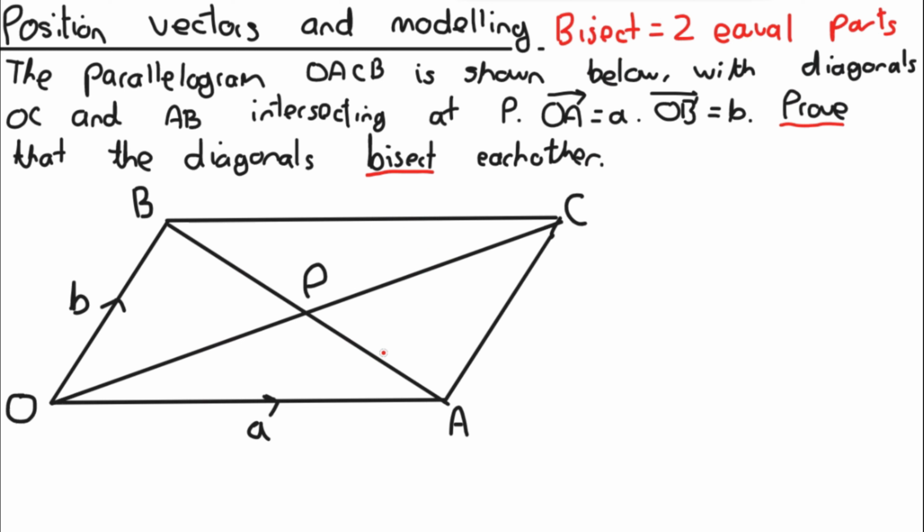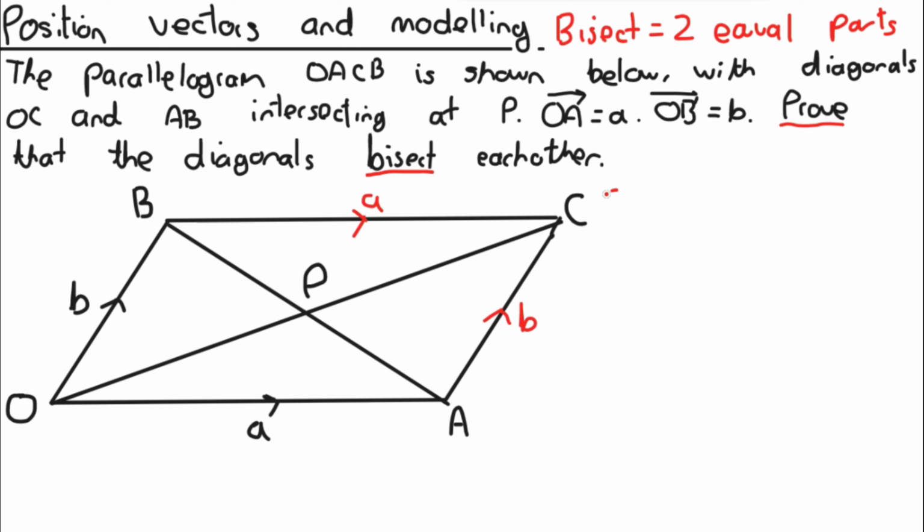Okay, so how are we going to do that? Well, first of all, I'm going to do the same thing that I did in the last video about parallelograms, where this is going to be B because it's parallel and equal in size to this side, and the exact same logic for here, this is going to be A because it's parallel and equal size to this side here. Now let's find OC, this vector here.